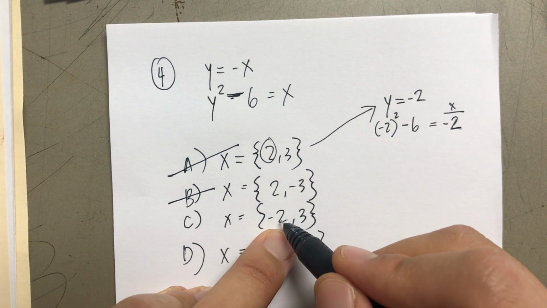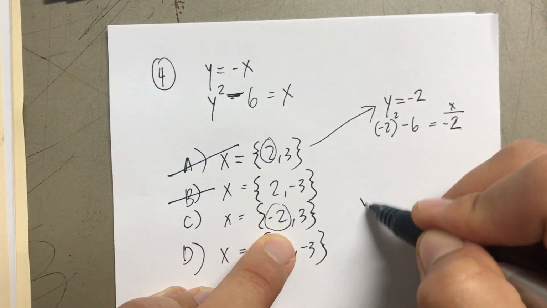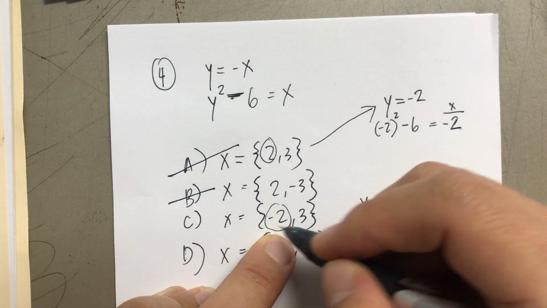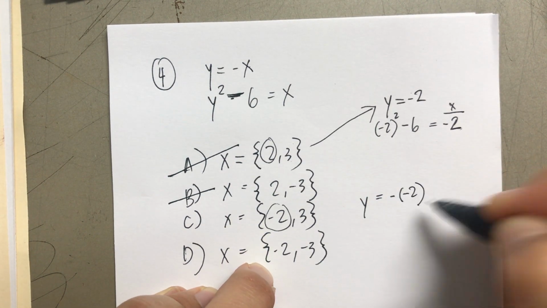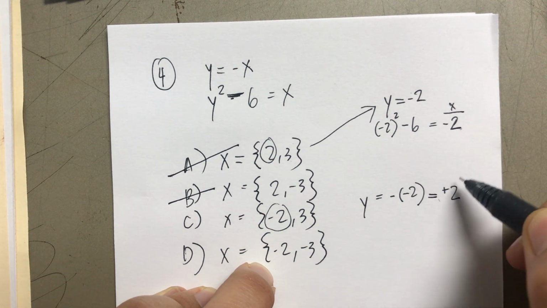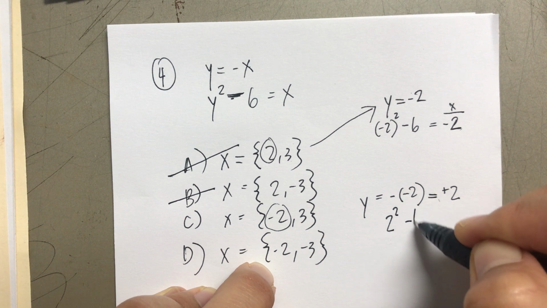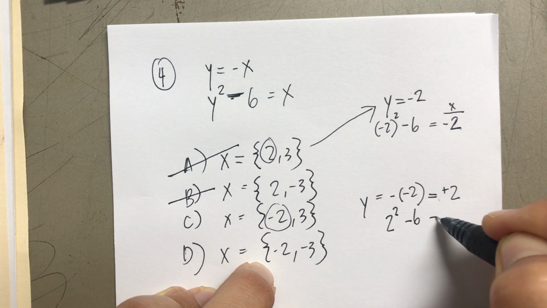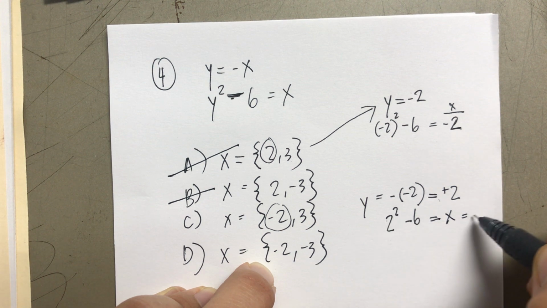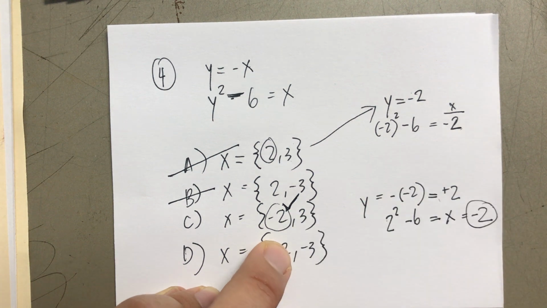So I'm going to start here with -2. So again, this is my x. So y is going to equal negative times, because there's that negative there, and then I'm going to put this here, -2. So y is going to equal +2. So I'm going to take this +2 of y and square it. 2 squared minus 6. 4 minus 6 equals x, which is -2. Was that my beginning value? Yes. So I'm going to put a check mark right there.